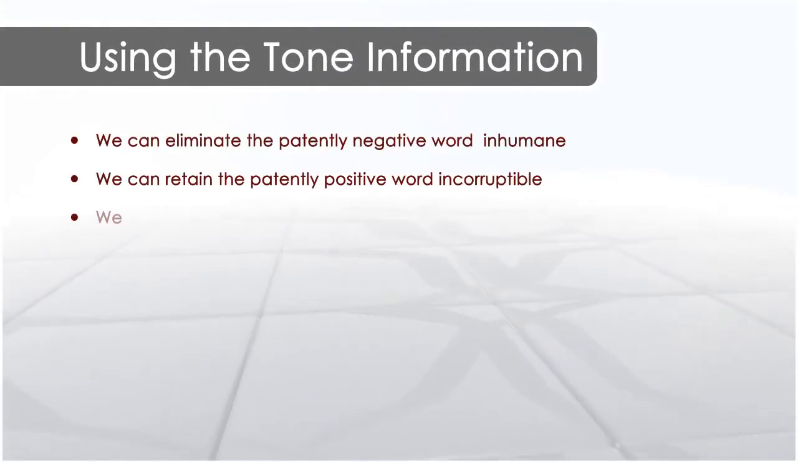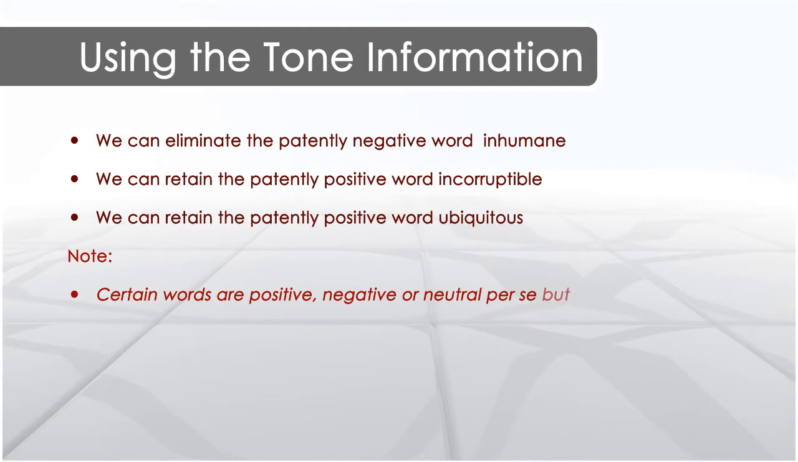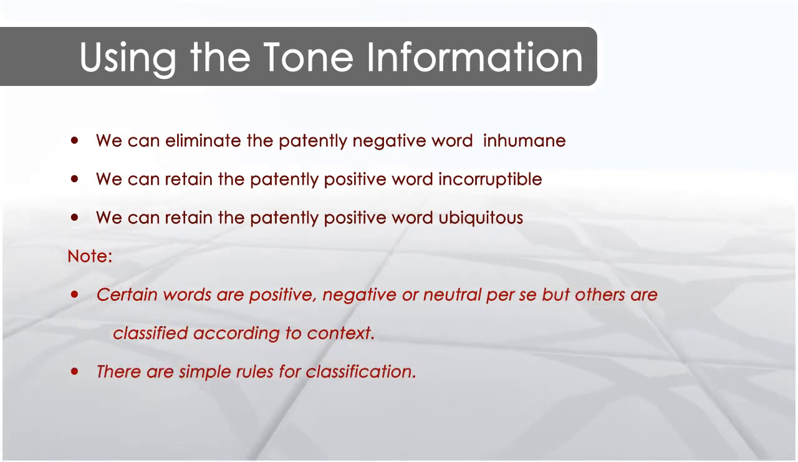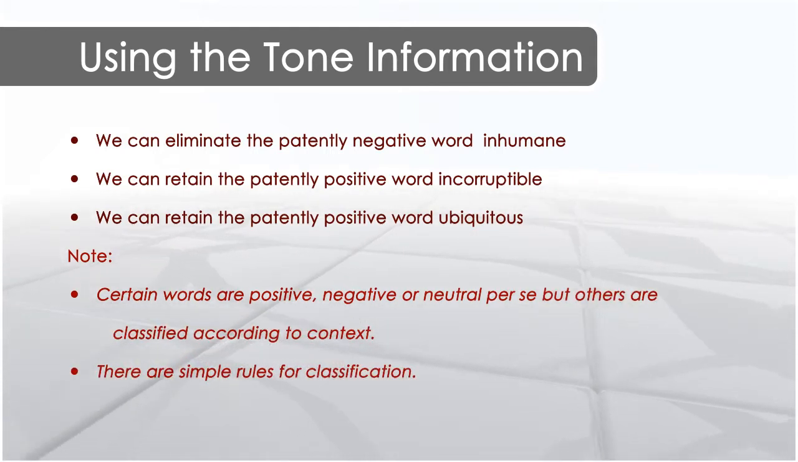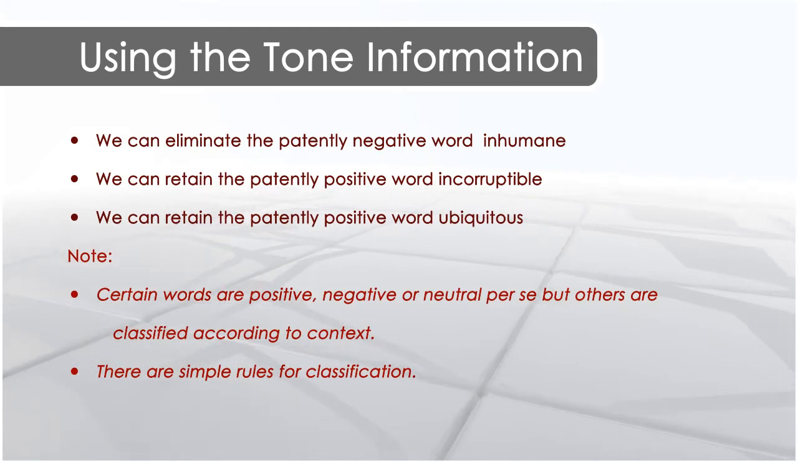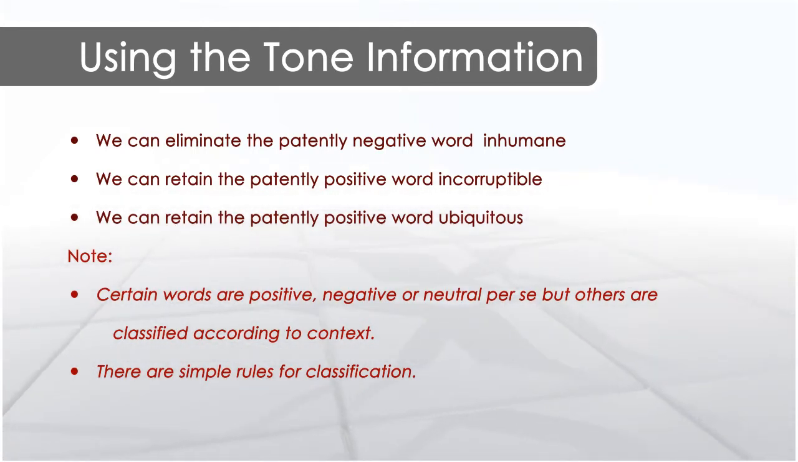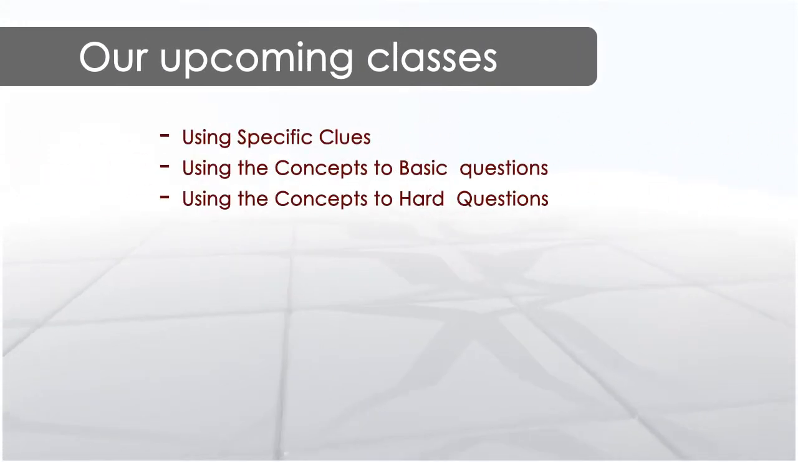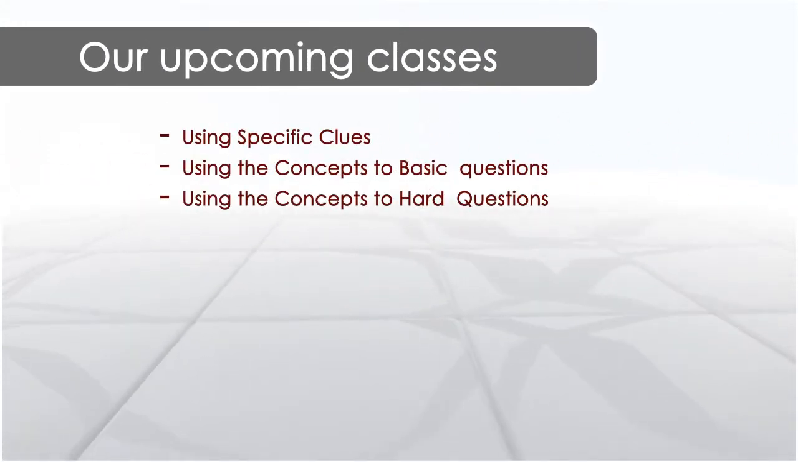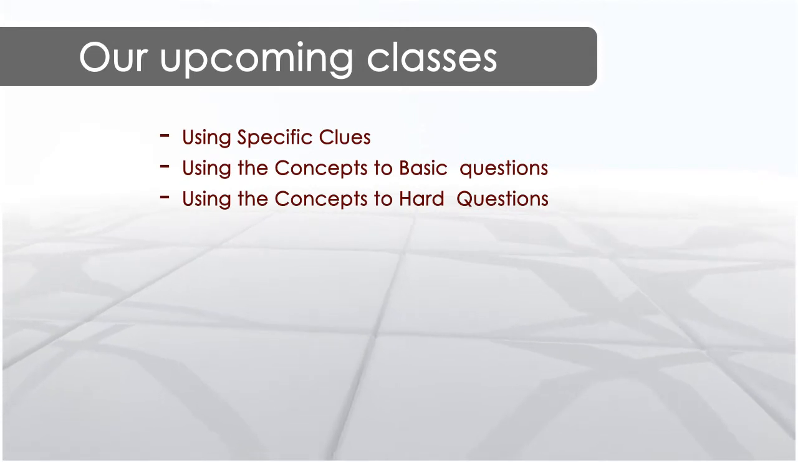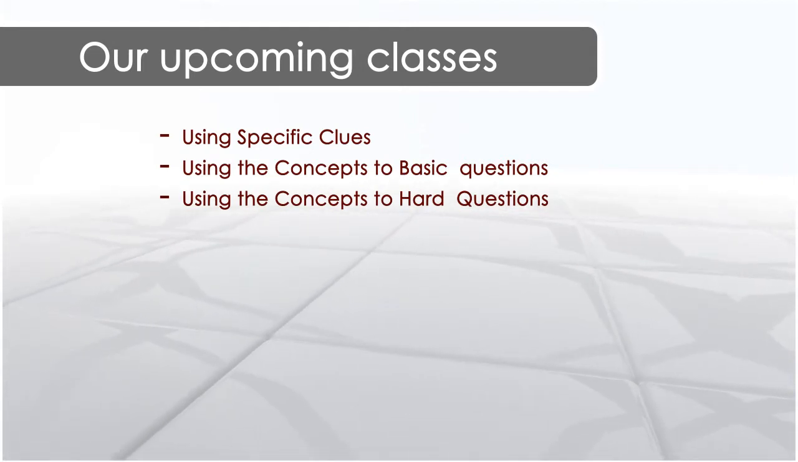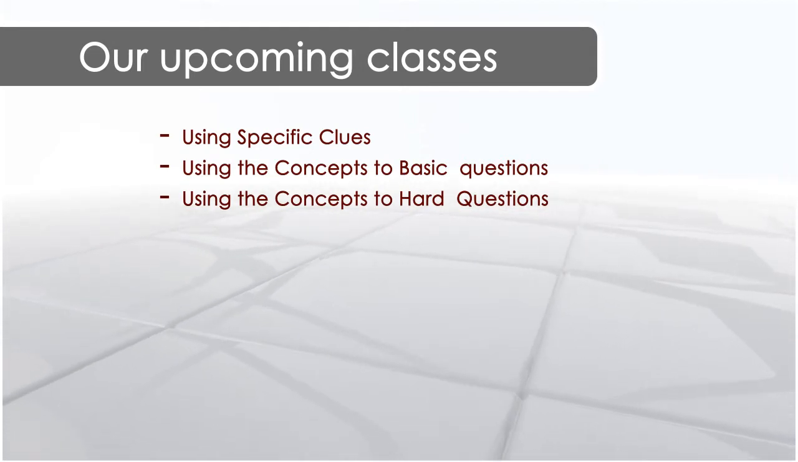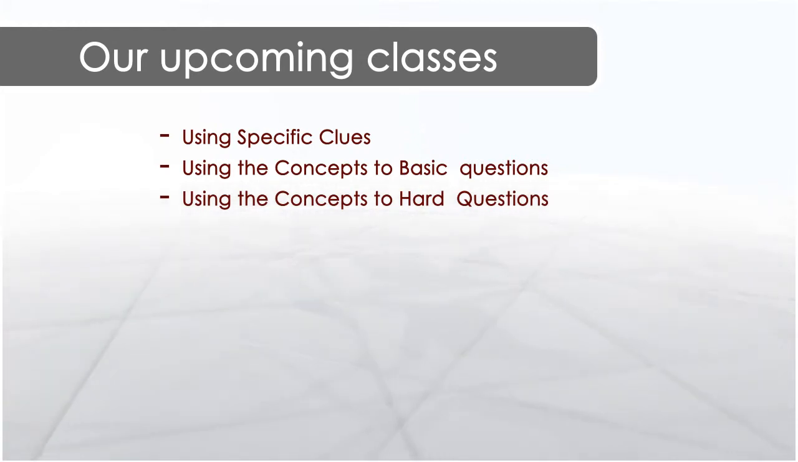Based on the information that the blank is positive in tone, we can eliminate choice 1 and retain the other two choices. Finally, note that we have some simple rules to classify words as positive, negative or neutral. In the ensuing lectures, we will see how to use the clues that indicate the answer more precisely and also see some examples which show how to apply these concepts to various types of text completion questions.